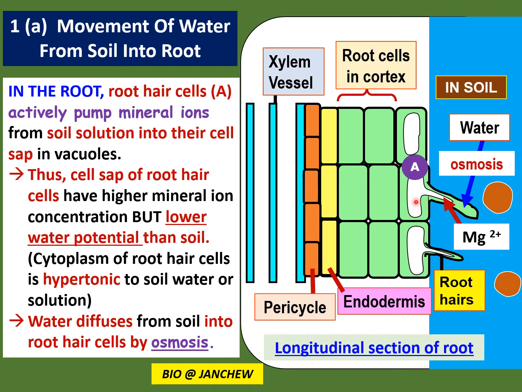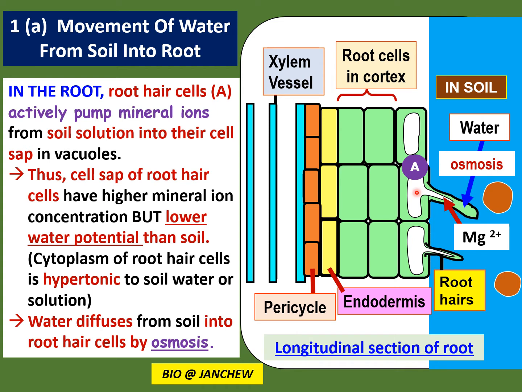Thus, this creates a condition where there is a concentration gradient of water. The soil will have higher concentration of water and higher water potential than the cell sap of root hair cells. Okay, thus water will diffuse according to the osmosis rule. Water diffuses from the soil into the root hair cells by osmosis, which does not require energy.